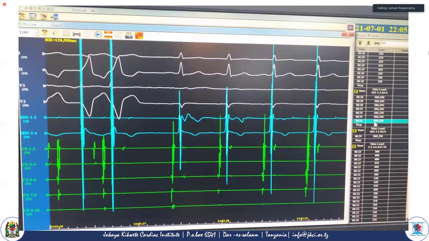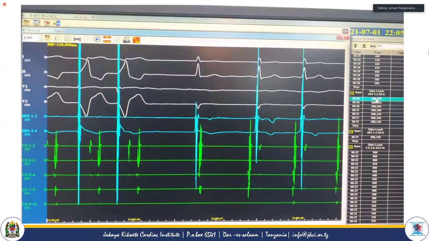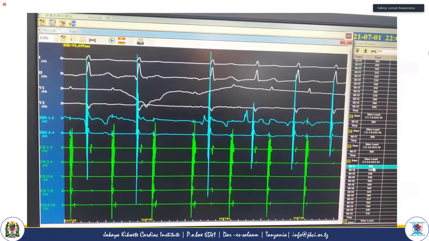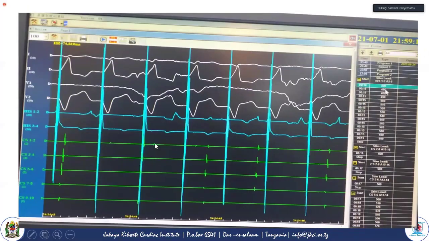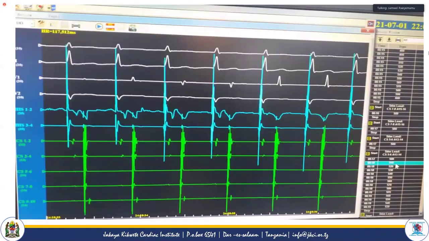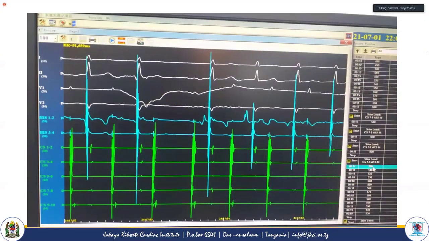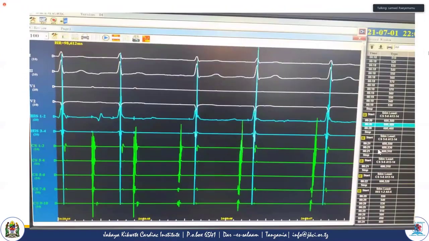Going back to the first slide, because there was no 1-to-1 conduction in this part, where we lost conduction when we were pacing the right ventricle, what it tells us is that this patient has no accessory pathway. And when we tried to induce premature beats in this patient, we didn't trigger any tachycardia.